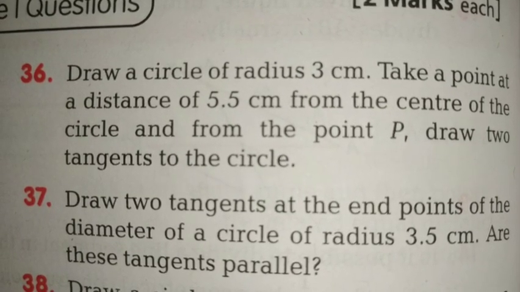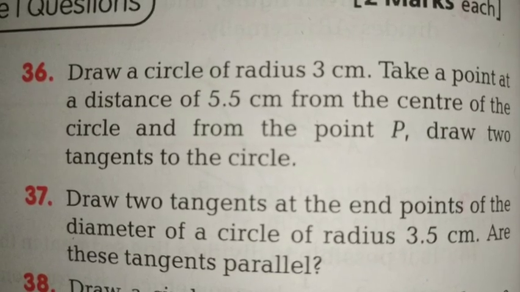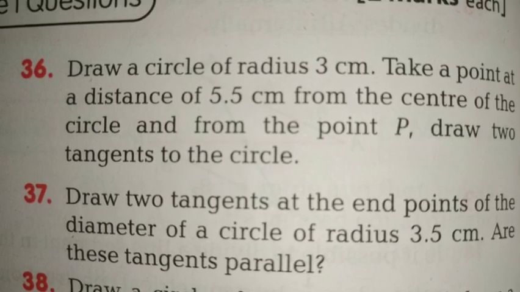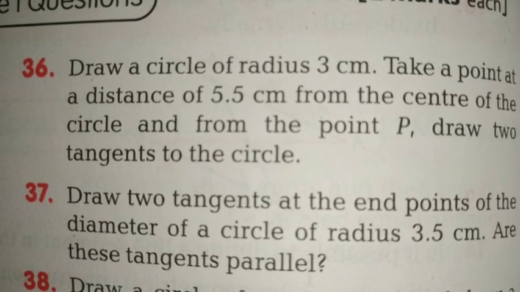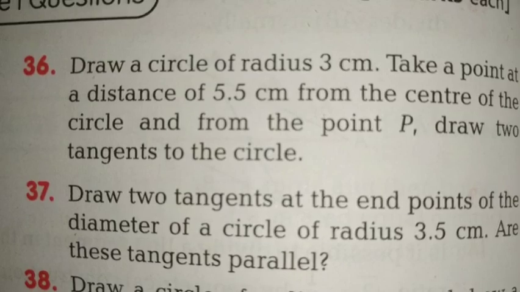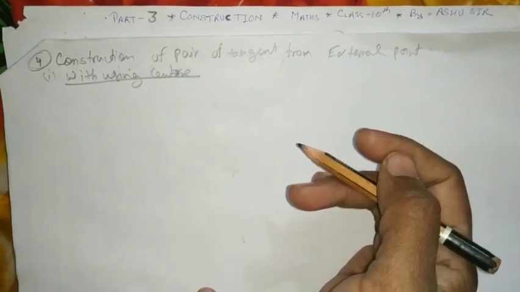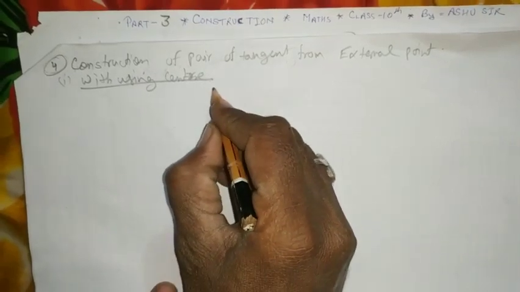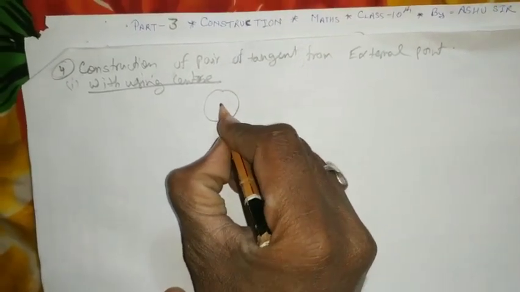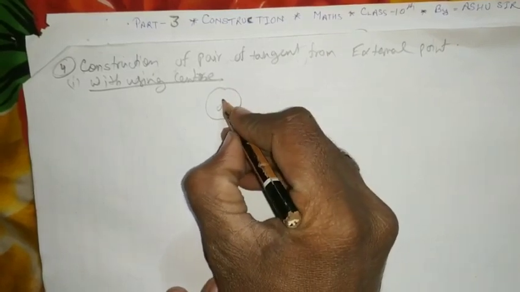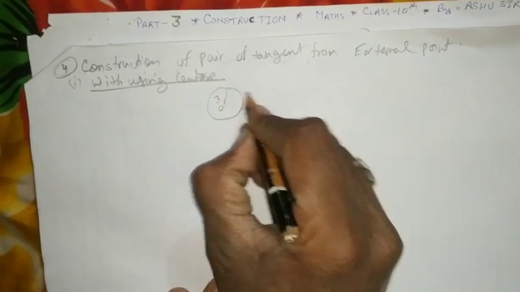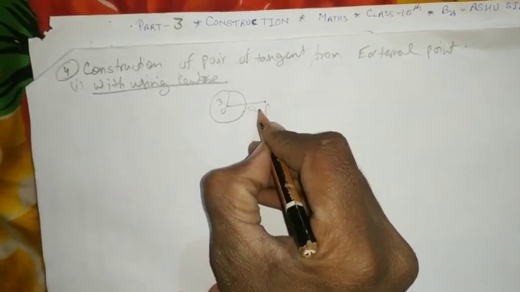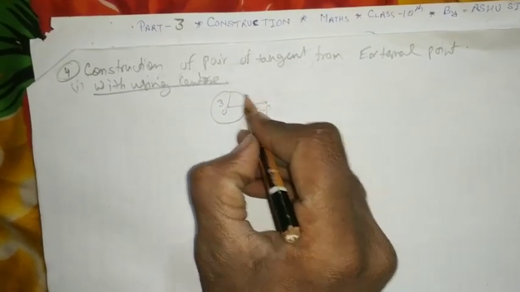Means the radius of the circle is 3 cm and the distance of the external point P is 5.5 cm from the center of the circle. We want to construct the tangents. So let's see. First we draw a rough sketch. A circle of radius 3 cm, external point P which is 5.5 cm away. If you draw the tangents, it looks just like this.